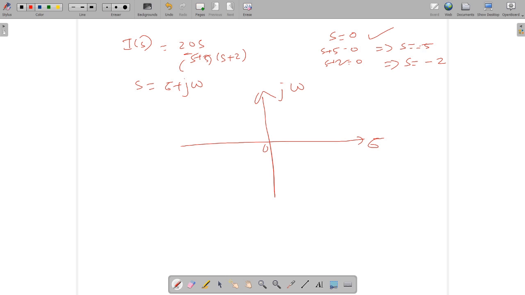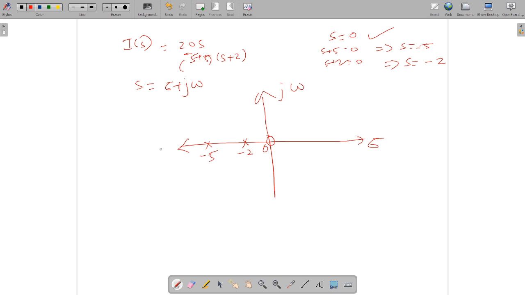Now this will start from the origin, and you know that you have one zero at the origin, which you are going to represent by a circle. Similarly you have a pole at minus 2, so we represent that pole by a cross. Similarly at minus 5 you again have one pole. In this way you have to draw the pole-zero plot of the network function.